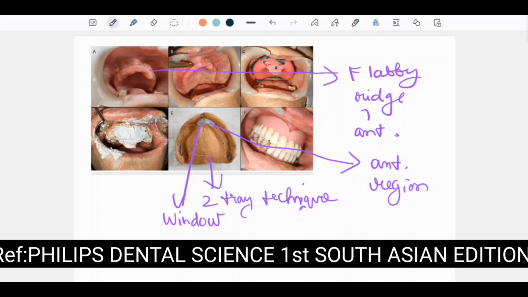We are going to compress the region which has no flabby ridge, and the flabby ridge area is going to be exempted from the compression. It's going to be under no pressure.